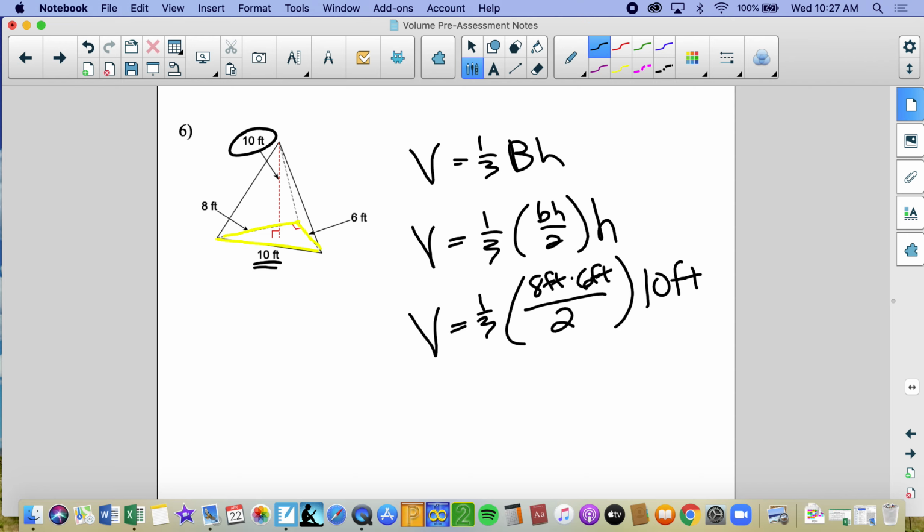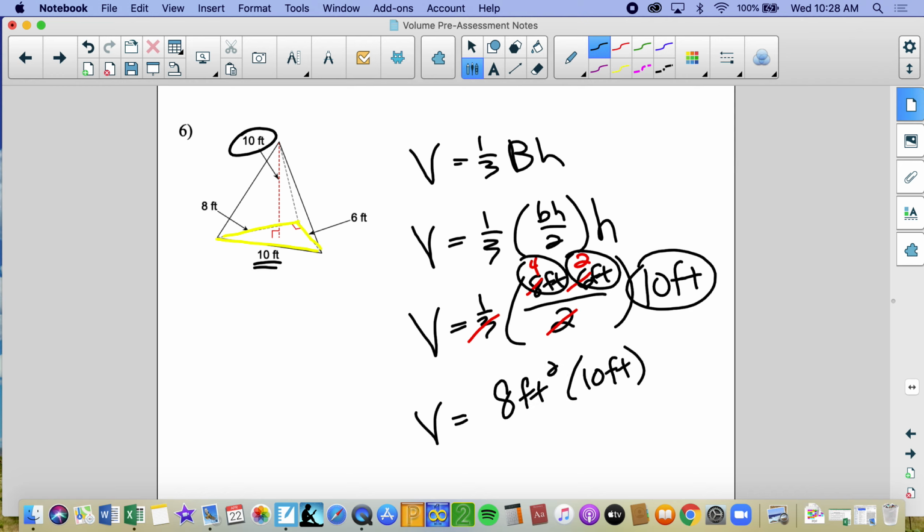Here we go. I have 1/3 times 8 feet times 6 feet divided by 2 times 10. So I can cross cancel here. I can cancel this 3 with the 6 and make that 2. I could cancel the 2 with the 8 or the 10. I'm going to cancel it with the 8 and make it 4. So we're left with 4 feet times 2 feet times 10 feet. So 4 feet times 2 feet gives me 8 feet squared, times 10 feet gives me a final volume of 80 feet cubed.